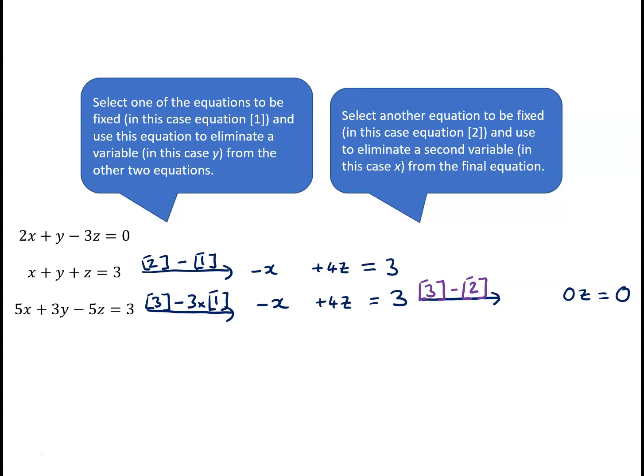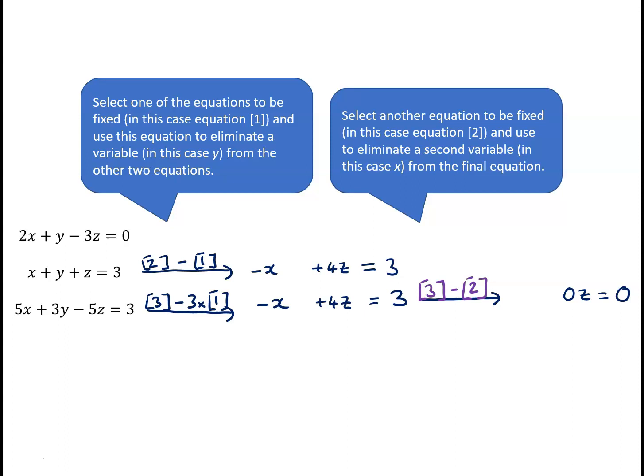What happens to the z's? Well, we've got 4z, take away 4z, which gives me 0z. And I've got 3 take away 3, which gives me 0. So I've got 0z equals 0. That's really important at this stage.